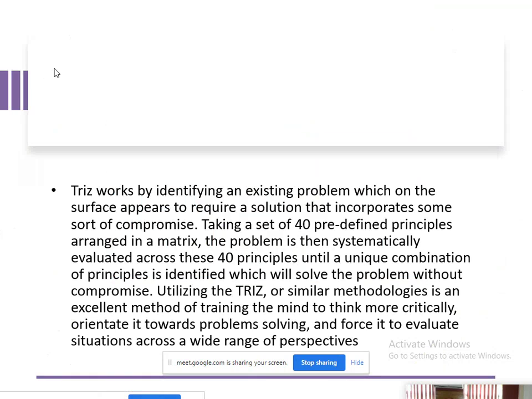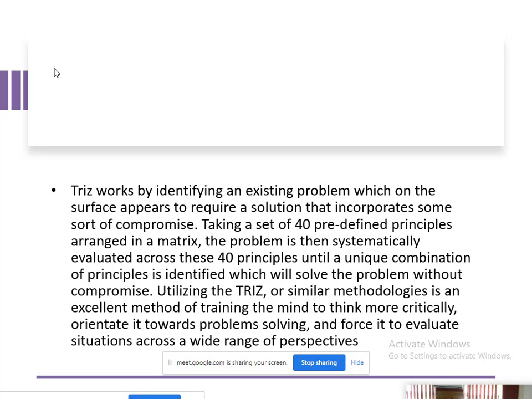You can see how TRIZ actually works. Already in that graph you can see what we are trying to do. We are trying to find the problem, and after that you will have critical thinking, and the critical thinking will lead you to the solution. It means you will try a lot of solutions, and after that you will select a specific solution. There are different principles which have been arranged in a matrix, so that you can go systematically.